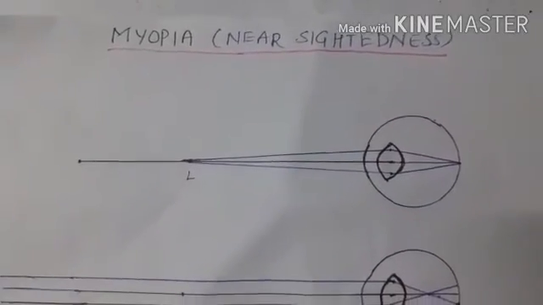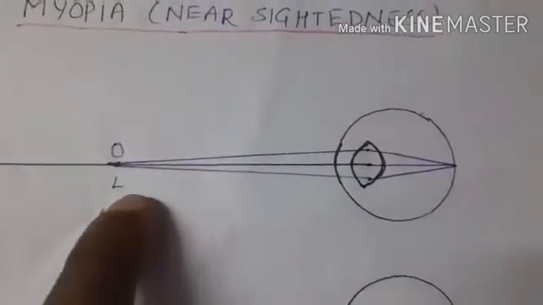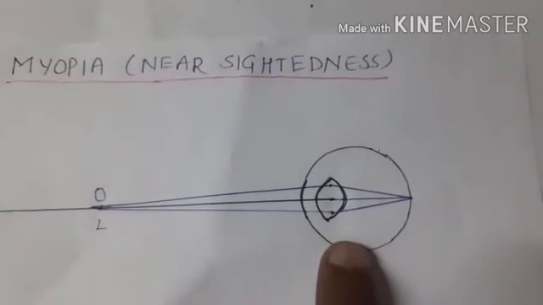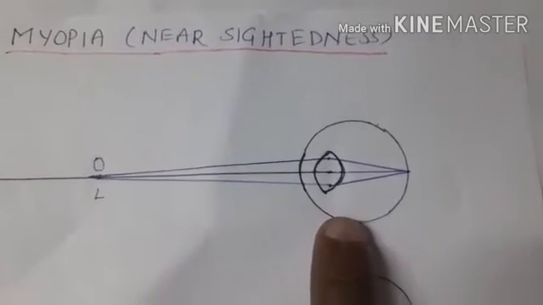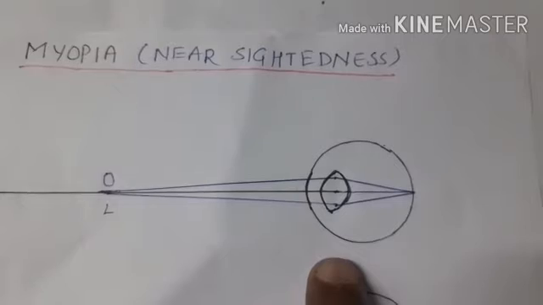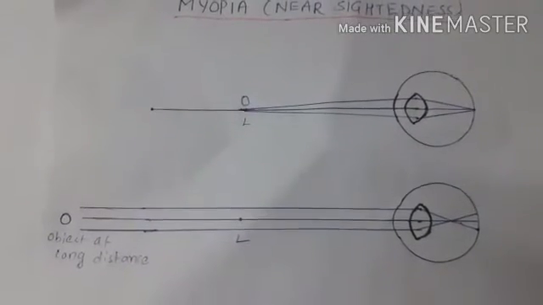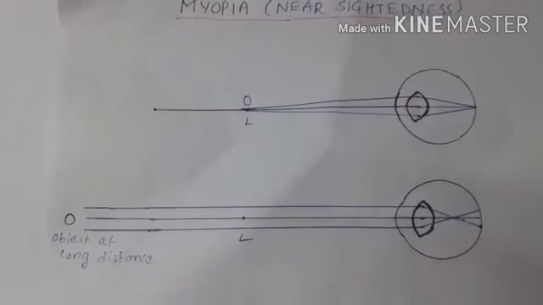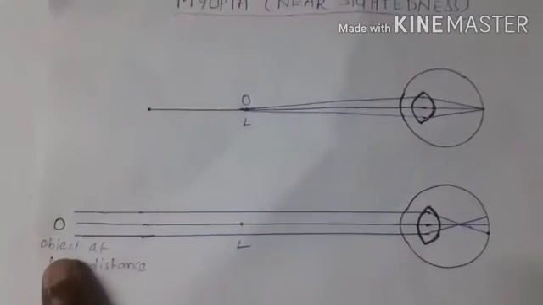Myopia, nearsightedness. Here the object at L forms a clear image at the retina. Here the focal length of the eye lens is 2.27 centimeters. But the eye has a defect. It fails to form an image of an object at long distance. Here the object is at long distance.